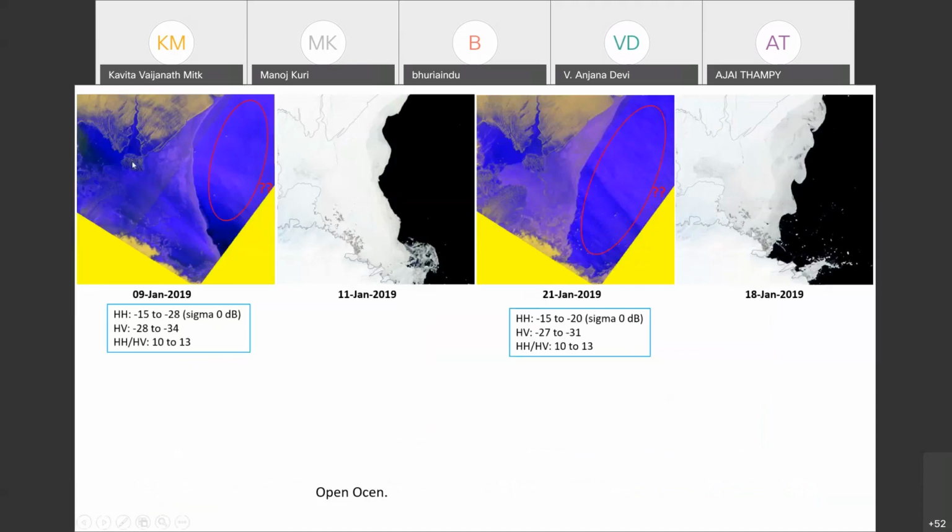Then there is this feature. This is again a January image only, but this particular portion appears to us as if it is open ocean, because as I said earlier, this blue portion represents the ocean as well as the black portion. But it is not open ocean. It is an effect of the winds.